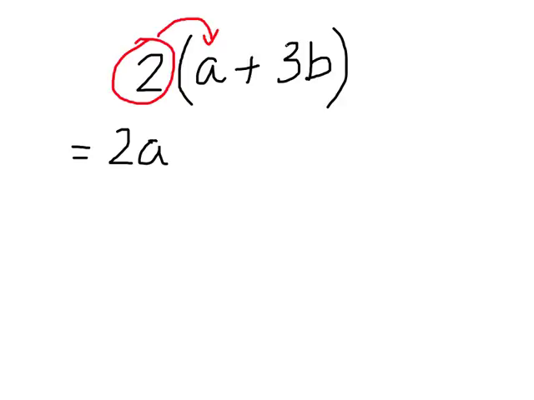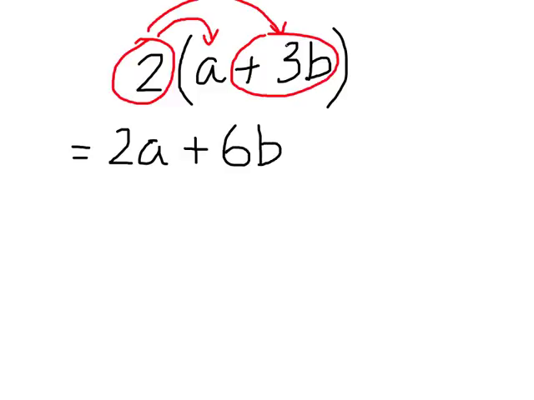and then we're going to multiply the 2 by the other term, remembering that this is a positive 3b. We're going to make sure we take the sign in front of that term. So 2 times 3b is 6b, and it's a positive 6b, so we're plus 6b. So what we've done here is use the distributive law to expand and remove the brackets, and our answer is the same as before, 2a plus 6b.